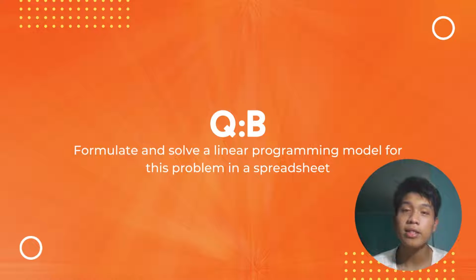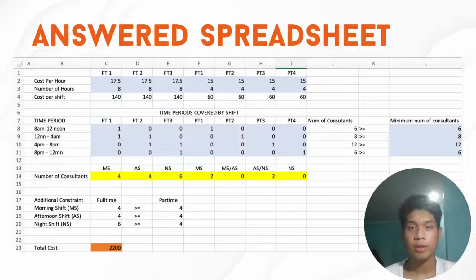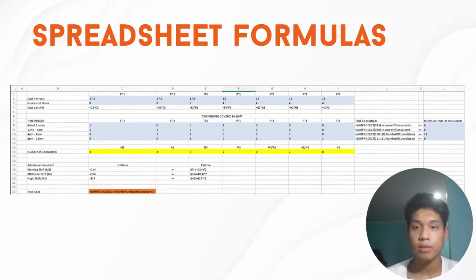So for question B, we are tasked to formulate and solve a linear programming model to minimize the cost in hiring part-time and full-time workers for the Computer Center, Buckley College. So, with the goal of being able to distribute the full-time consultants and part-time consultants into the required minimum number of consultants per shift, while minimizing costs, we came up with this spreadsheet model, along with the formulas as seen on your screen. To further discuss this, we would like to transfer to an Excel file where I would discuss how our model was solved.